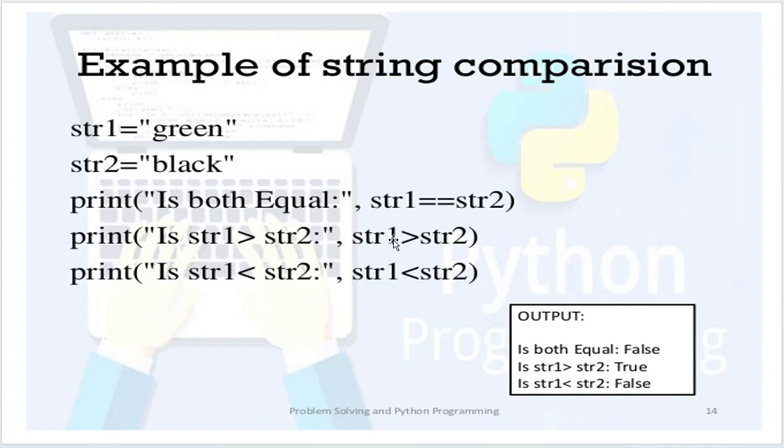Suppose you want to check whether string 1 is greater than string 2. It displays True, because it checks each and every character. The first character in string 1 is compared with the first character in string 2, G and B. When compared by ASCII value, G is greater, so it is True. And string 1 is less than string 2 is False.